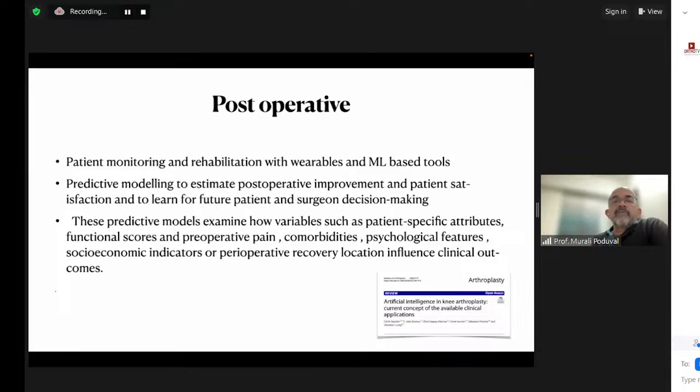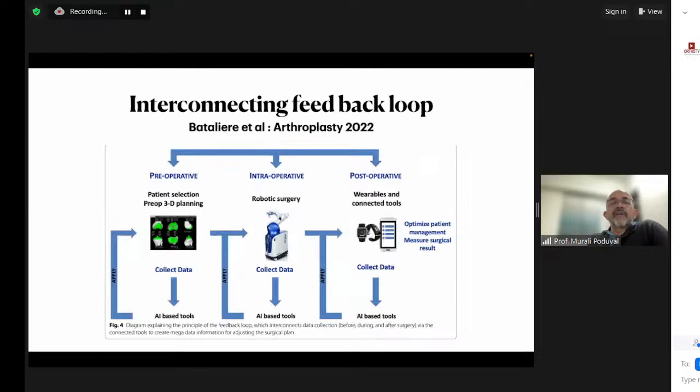And also there are predictive models which examine how variables such as patient-specific attributes, functional scores, preoperative pain, comorbidities, psychological features, socioeconomic indicators, and perioperative recovery location, whether it's in the hospital, in a recovery home, at home itself, or in a rehabilitation center, all influence clinical outcomes. So there are algorithms which are practically tackling everything.